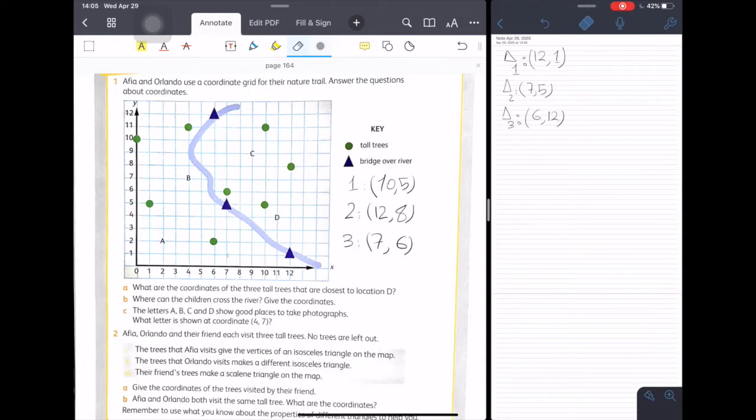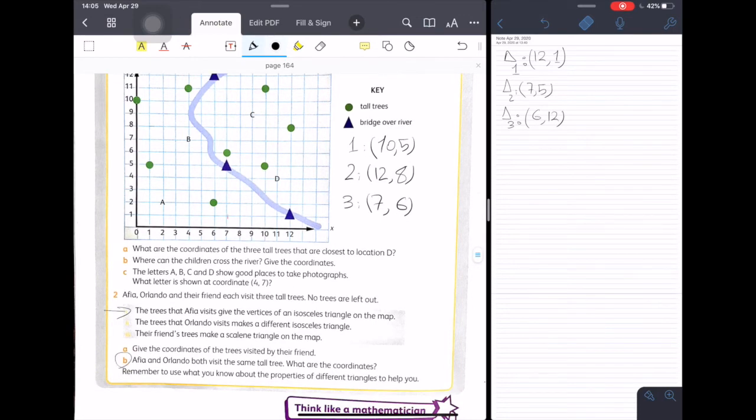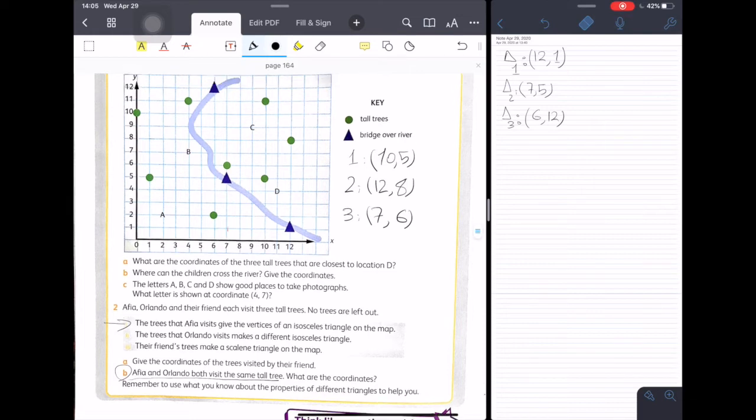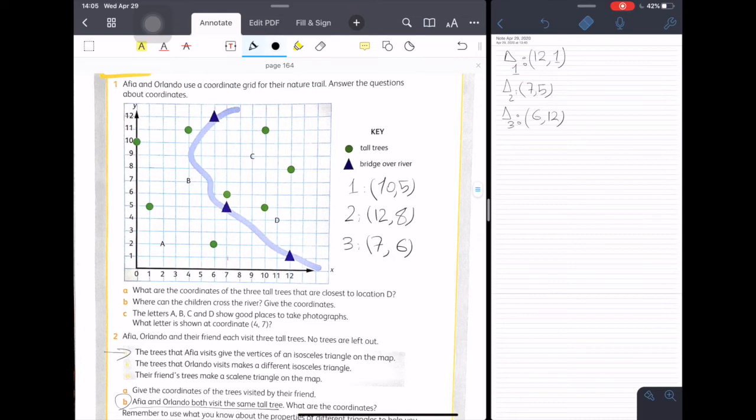Okay, so as I told you about the isosceles triangle, the first one was the trees that Afia visits. Let's choose the proper color here. The trees that Afia visits give the vertices of an isosceles triangle on the map. There's one important point you should pay attention to, and that is part B of the same question, which is Afia and Orlando both visit the same tall tree. It means the isosceles triangles which belong to Afia and Orlando should have one vertex in common. So we need to align our isosceles triangles in a way that they have one vertex in common.